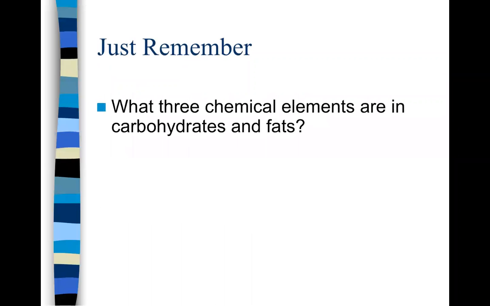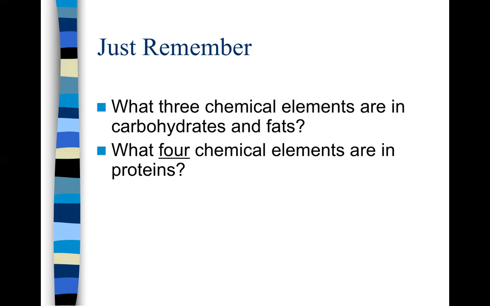So let's get started. Do you remember the three chemical elements that were found in carbs and fats? Hopefully you said carbon, oxygen, and hydrogen. In proteins, there are four chemical elements that are found. So we have carbon, oxygen, hydrogen, just like fats and carbohydrates, and we have a nitrogen group. So nitrogen is the additional element that is found in all proteins.